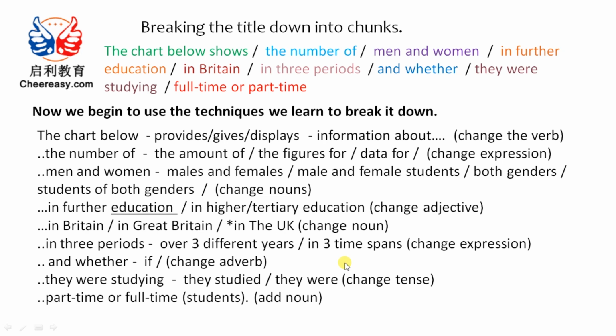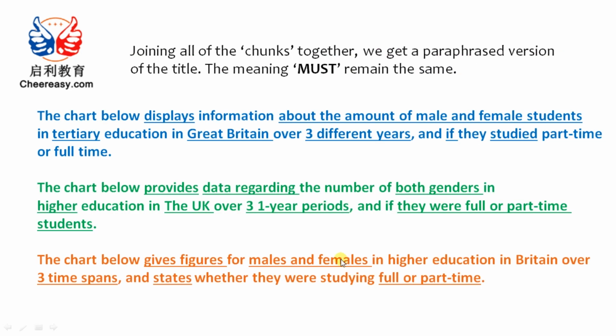So putting all these things together, joining all of the chunks together, we get a paraphrased version of the title. The meaning must remain the same. Vitally important. So I've given you 3 different versions and underlined the things that we've really focused on. So the chart below displays information about the amounts of male and female students in tertiary education in Great Britain over 3 different years, and if they studied part-time or full-time.